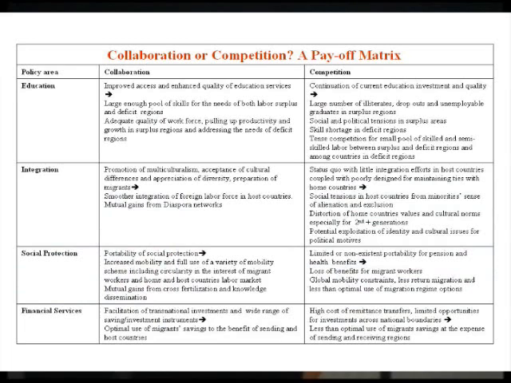If this does not happen, the whole world will face a very different, difficult situation in terms of availability of skills. Here you have collaboration, competition, the payoff matrix, and I'll tell you what the matrix does. We can look at it later because we don't have that much time. But basically, it looks at what would happen in terms of education if there is collaboration, and what would happen if there is competition, and what would be the consequences. And the same for integration, social protection, and financial services.